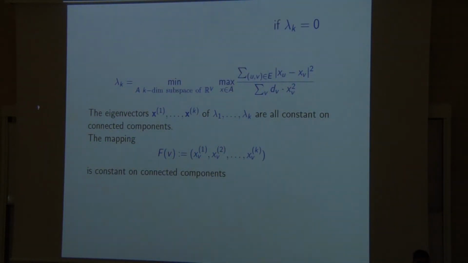For example, for k equal 3, you have these 3 eigenvectors. Each eigenvector gives you a number. For every vertex, you have 3 numbers. So you can see this as mapping the vertices of the graph in a 3-dimensional space.